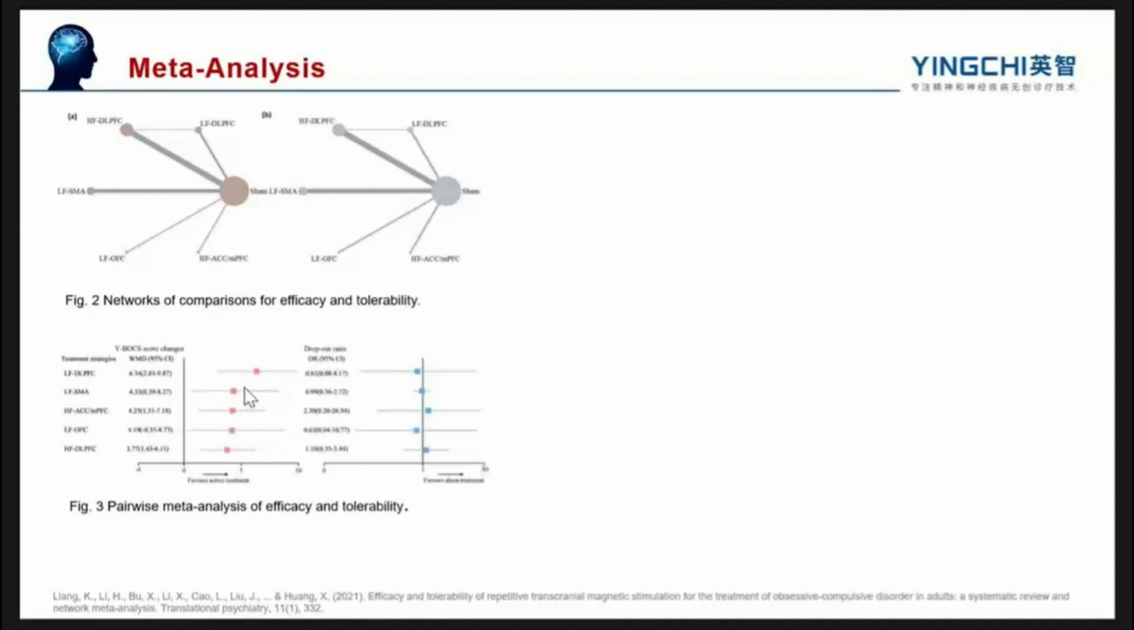That means they have good efficacy compared with the sham group. And the low frequency target, targeting the DLPFC, has the best efficacy. And when we look at tolerability, comparing different strategies with the sham group, we found that the tolerability is not different from the sham group.